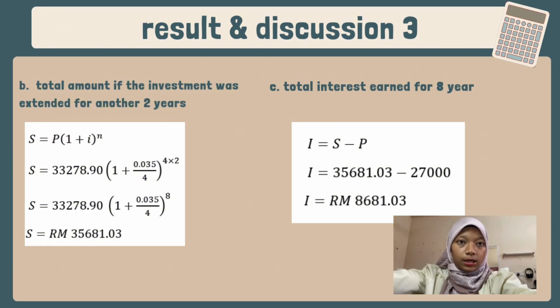To find the total interest for 8 years, the formula is I equal to S minus P. I equal to 35,681 ringgit 3 cents minus 27,000 ringgit. So the total interest for 8 years is 8,681 ringgit 3 cents.